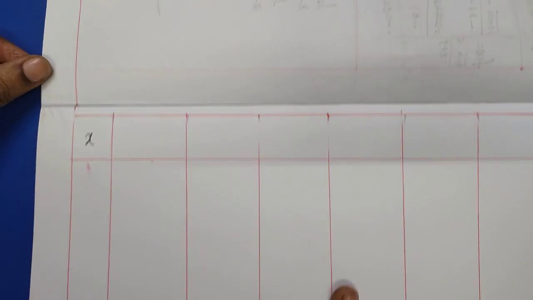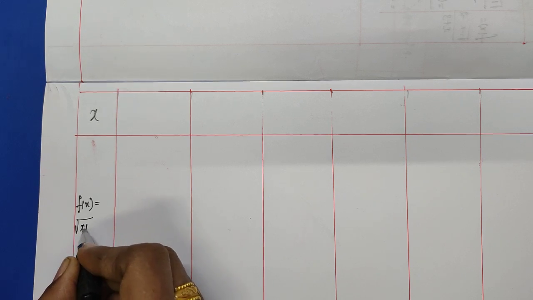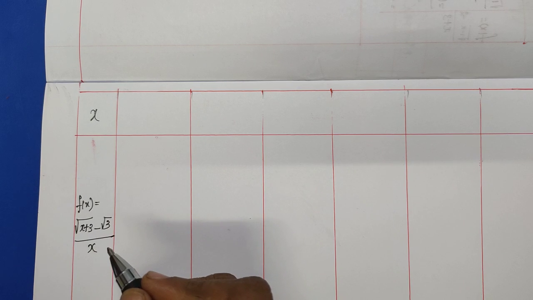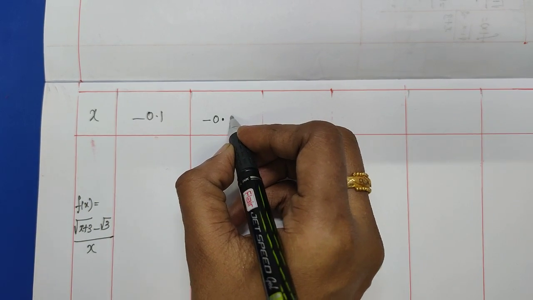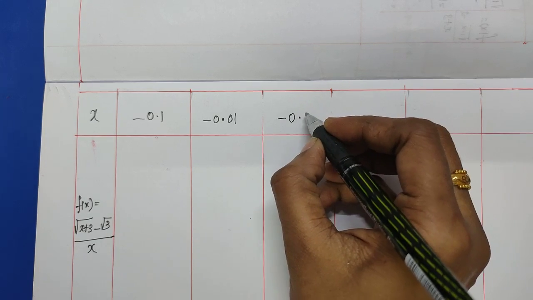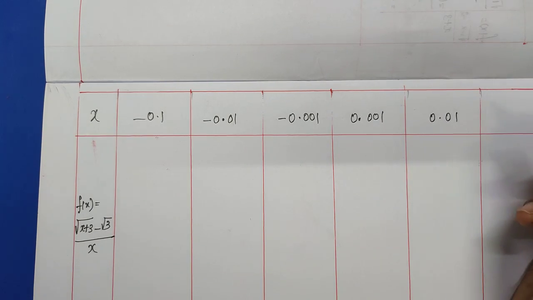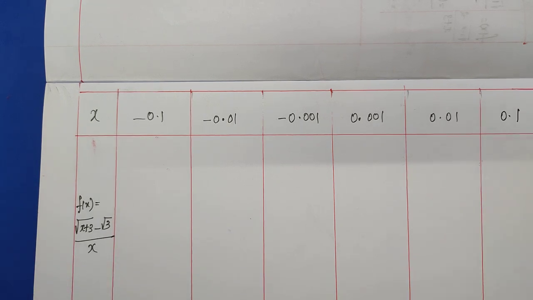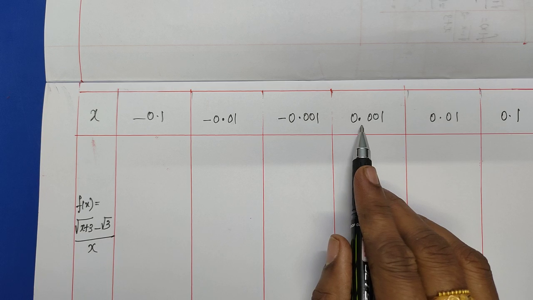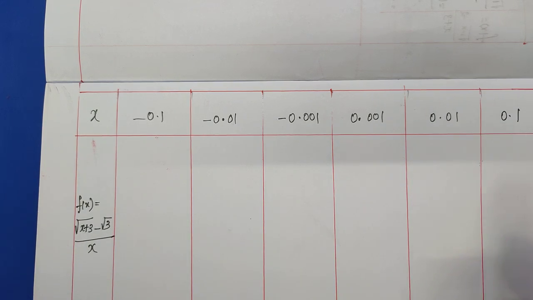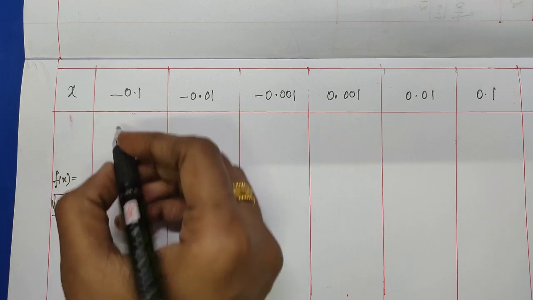Here x and f of x. Our f of x is equal to root of x plus 3 minus root 3 divided by x. Our x takes minus 0.1, minus 0.01, minus 0.001, 0.001, 0.01 and 0.1.